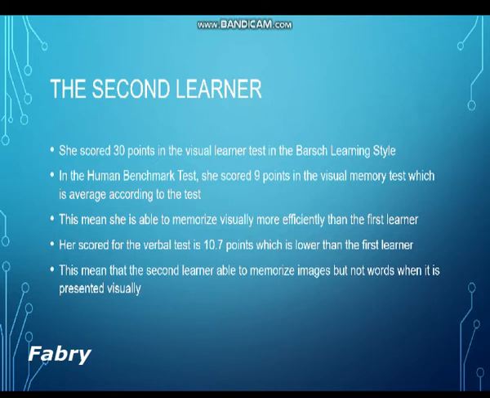The second learner, however, scored 30 points in the visual learning test of the BUS learning style. In the human benchmark test, she scored 9 points in the visual memory test, which is average according to the test. This means she is able to memorize visually more efficiently than the first learner. Her score for the verbal test is 10.7 points, which is lower than the first learner. This means that the second learner is able to memorize images but not words when it comes to learning visually.